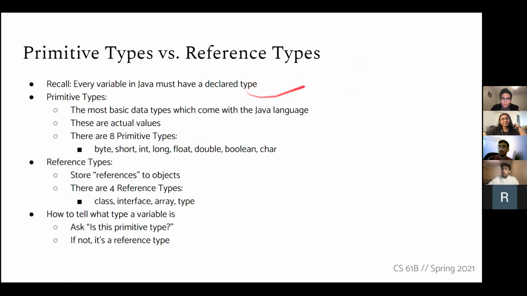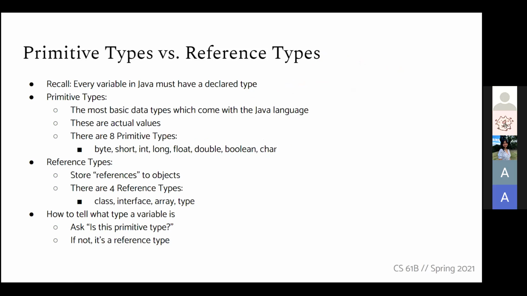Just recall in Java, different from Python, every variable which you declare must have a declared type. Like if I want to declare an integer, I have to say that it's type int, right? I have to write int number when I declare it. And that declared type is what we're referring to when we talk about primitive and reference types.